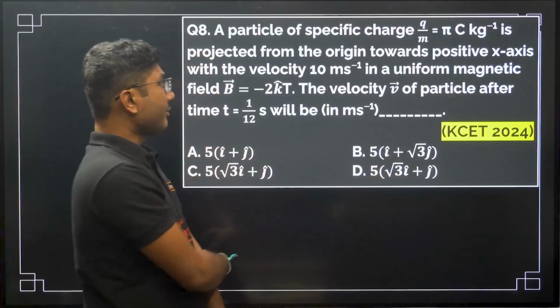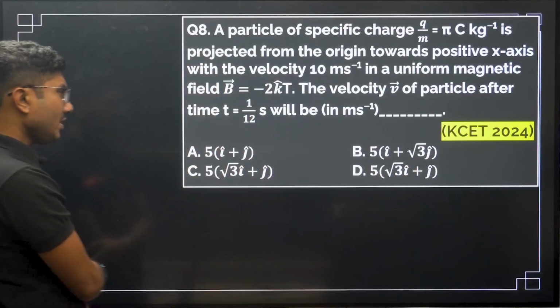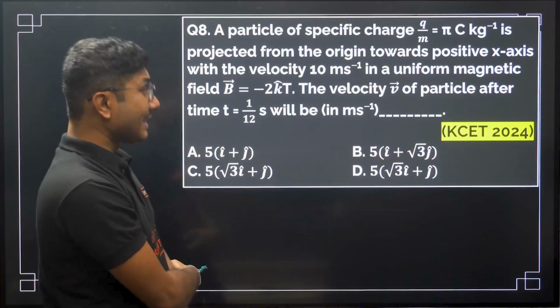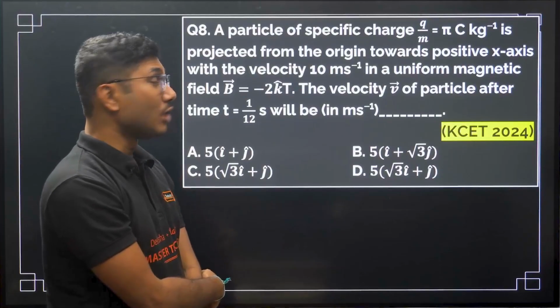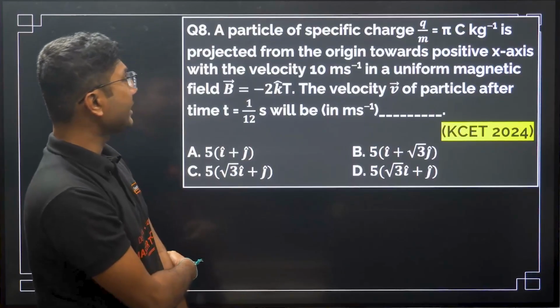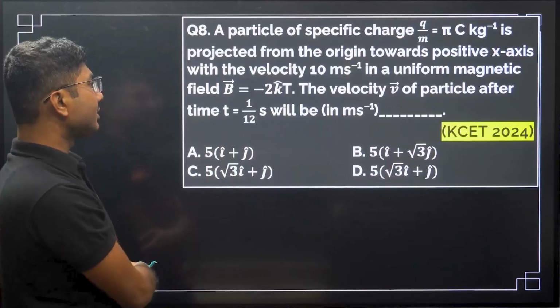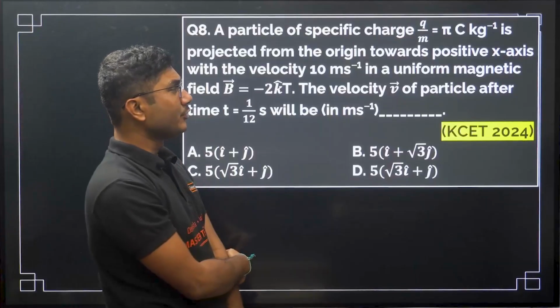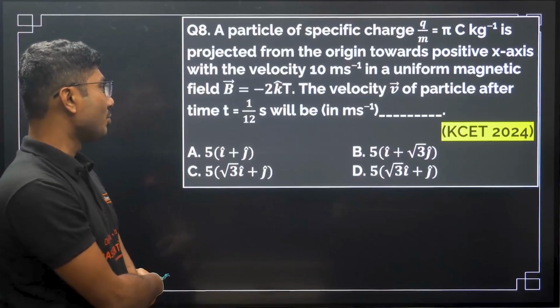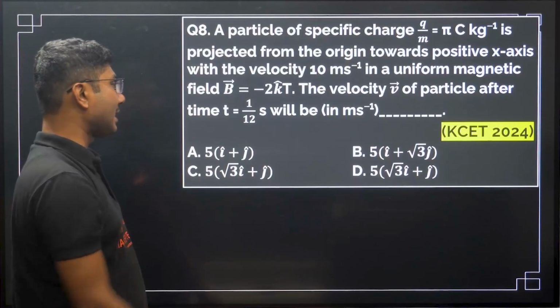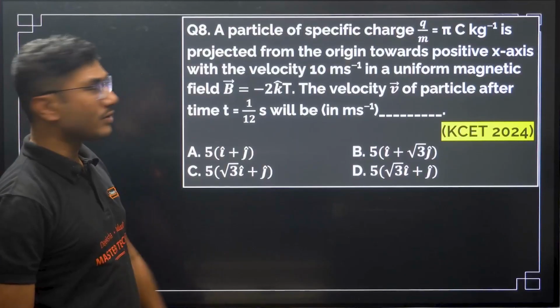A particle of specific charge q by m equals pi coulomb per kg is projected from the origin towards the positive x-axis with a velocity of 10 meter per second in a uniform magnetic field B equals minus 2k Tesla. The velocity v of the particle after time t equals 1 by 12 second will be.